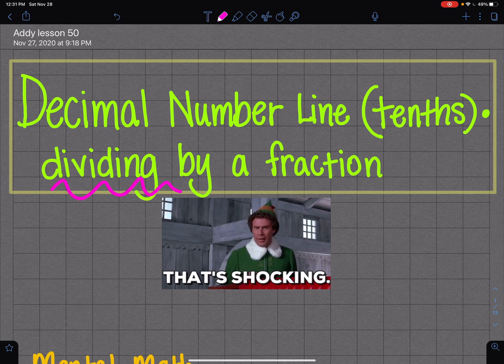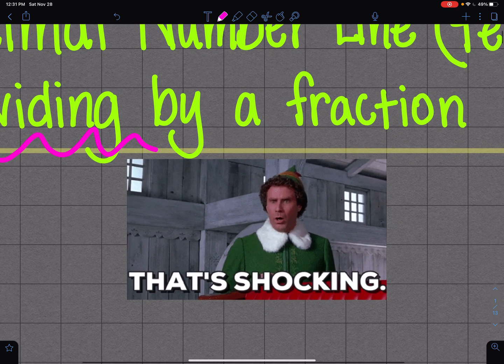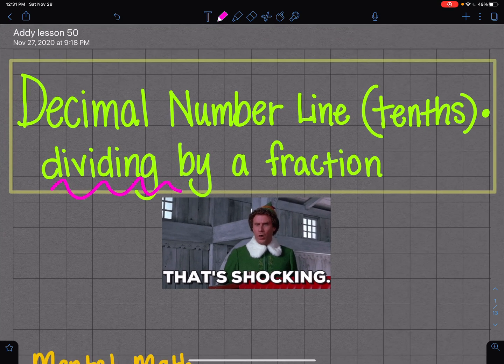I put this here because I was like, oh my heck, Addy, we're doing lesson number 50. Can you believe it? Can you believe we have already done 50 math lessons this year? I mean, wow, you are going to be so far ahead, it's not even funny.